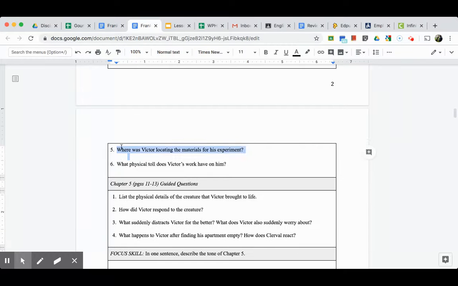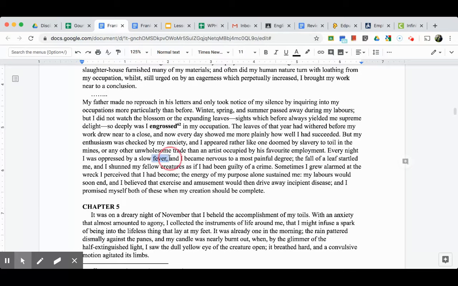I think that's the last question. What physical toll does he take? Well, it says he has a fever, that he's anxious, that he's hungry, that he's emaciated, right?